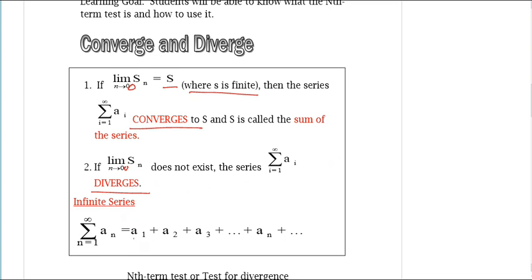Remember that the notation basically looks like this. If I want to rewrite this, I would write a sub 1 plus a sub 2 plus a sub 3, and remember that this is called an ellipsis, to a sub n and further.